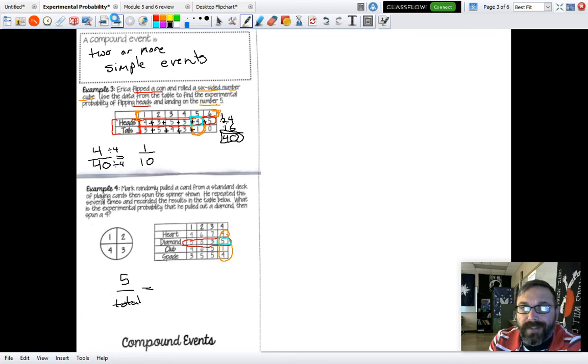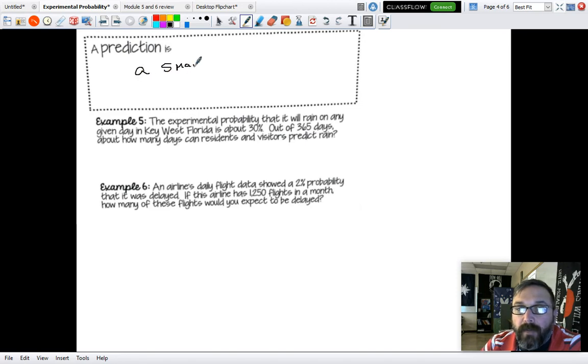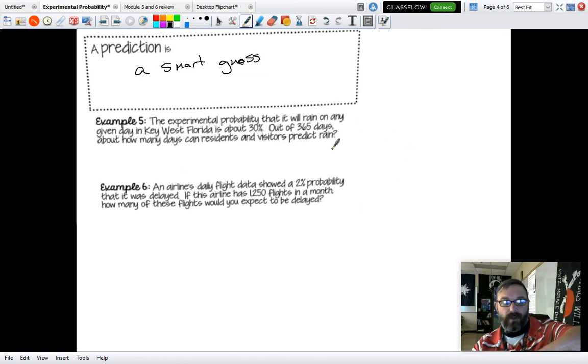It's just more addition. All right, prediction. Are you ready for this? A prediction is, I'm going to use something different that I haven't said in all of my classes today because I like it. A prediction is a smart guess. And what I mean by that is I am making an intelligent guess based on information I have. Okay. Now I do want to refresh you just a little bit before we get too deep into this.